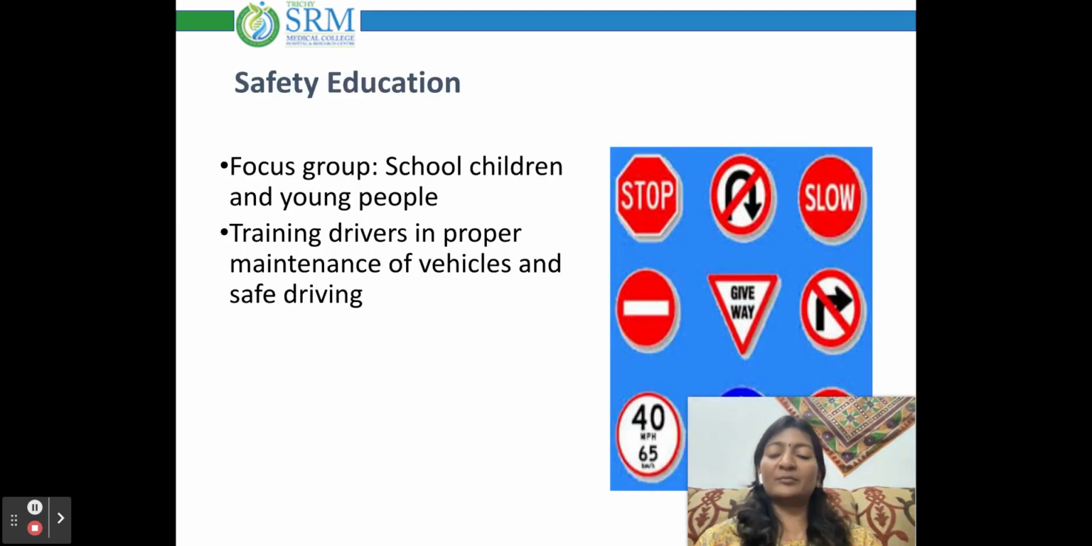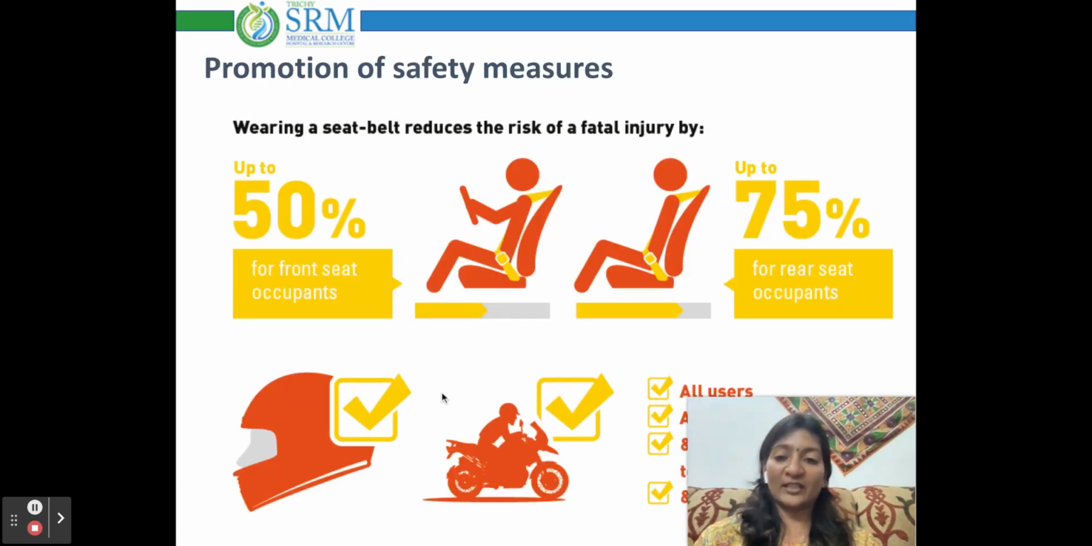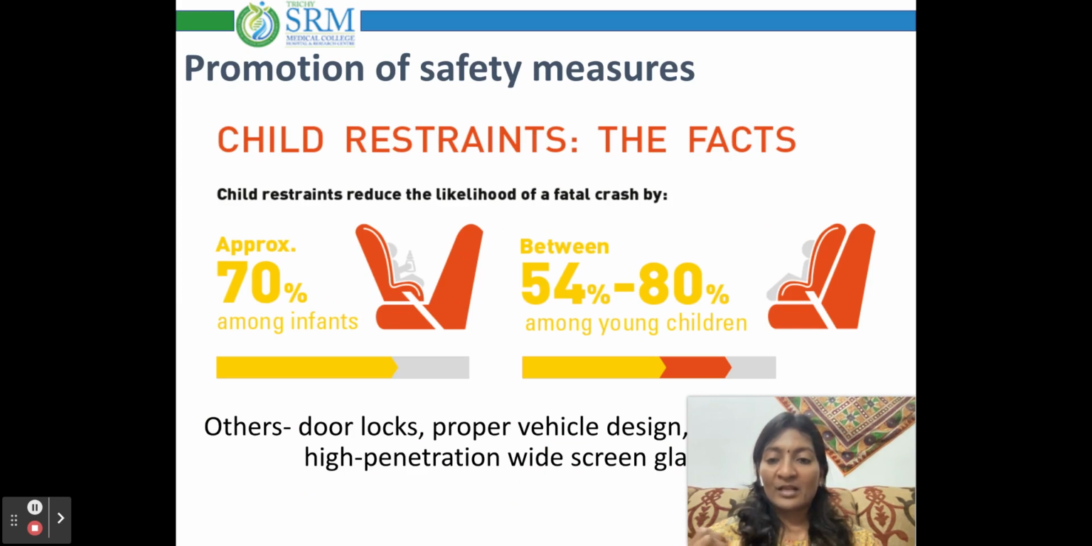Then second is safety education. The main focus group has to be school children, and training the drivers in proper maintenance of vehicles and safe driving. Promotion of safety measures, mainly wearing a seatbelt, reduces the risk of fatal injury by up to 50% for front seat occupants and 75% for rear seat occupants.